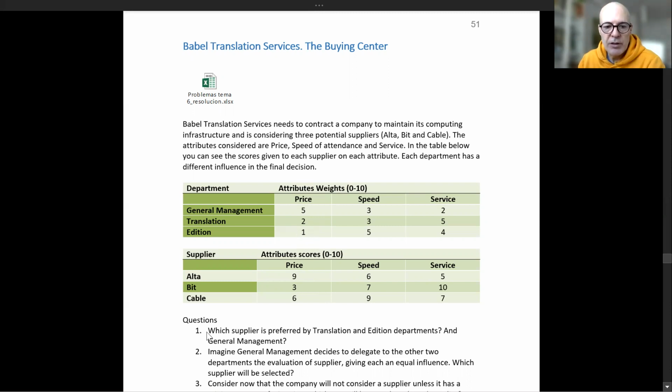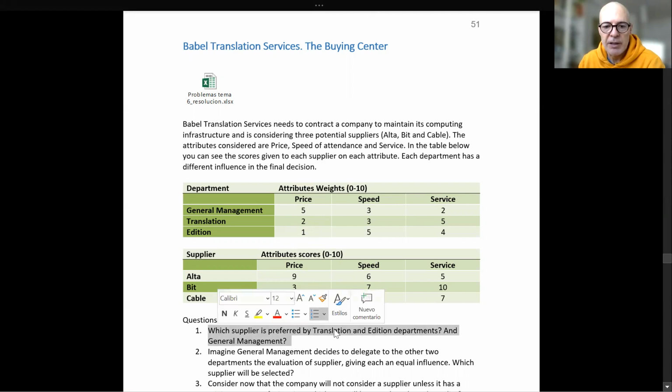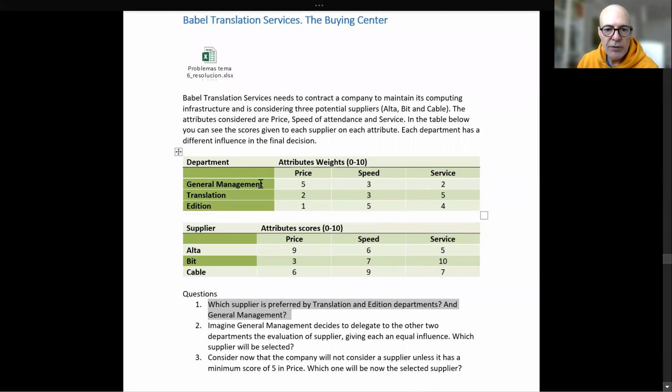So the first question is, which supplier is preferred by the translation and edition departments, and also by the general management department? For this, we are going to compute for each of the departments the utility of each of the suppliers. For example, for general management, the utility of Alta would be 9 times 5 plus 6 times 3 plus 5 times 2.